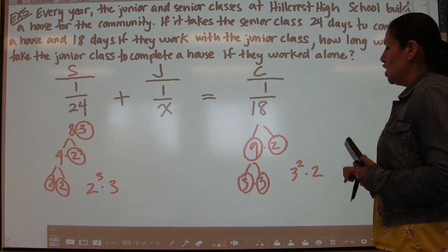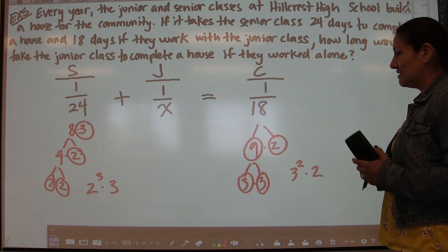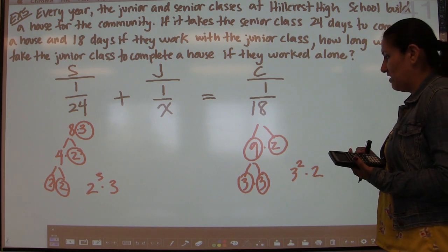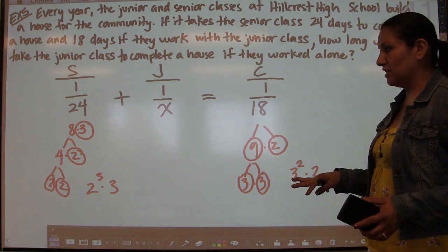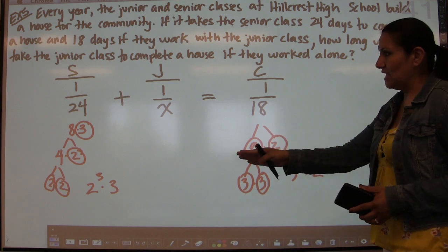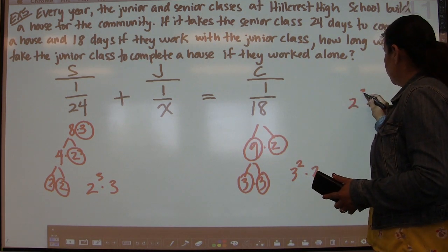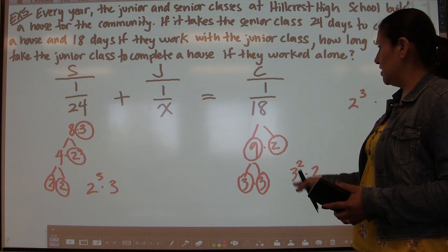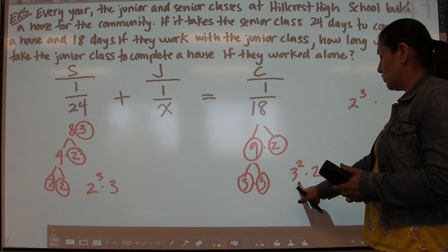Now if you remember, when you find the least common denominator, it has to have each factor, and it also has to have the highest exponent of that factor. So for example, they both have 2 and 3 as their prime factorizations, but in the case of the 24, you get the highest exponent for the 2, which is 2 cubed. And in the case of the 18, you get the highest exponent for the 3, which is 3 squared.